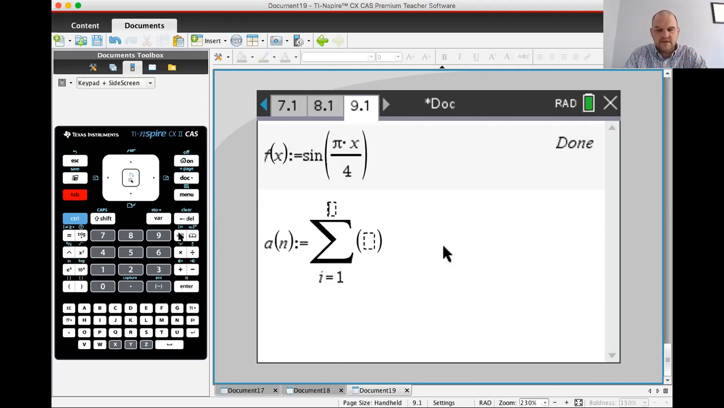Let's go from 1 to n of f of 4 times i over n, right? So that's our height. I'm not going to square that. What am I even doing?